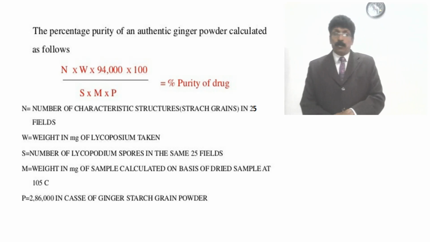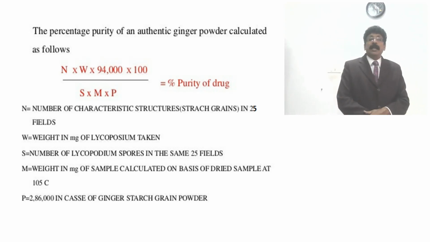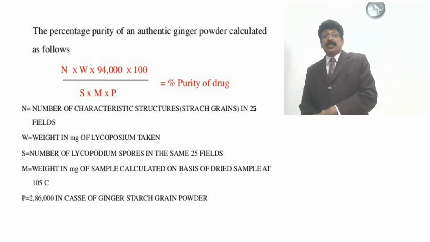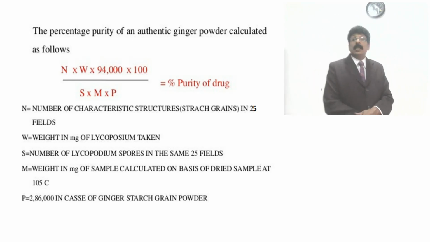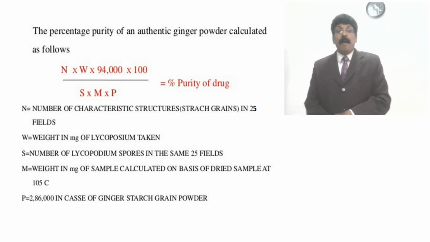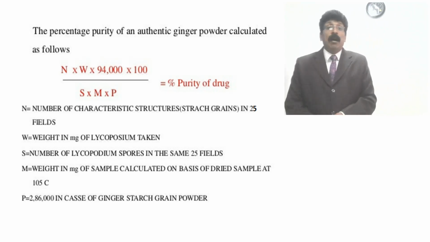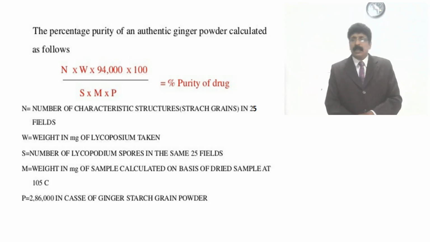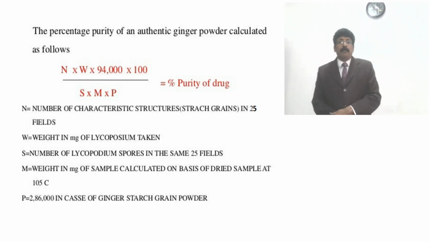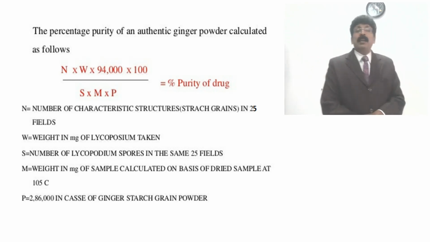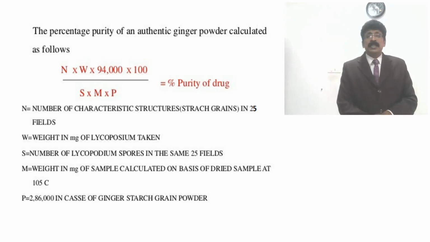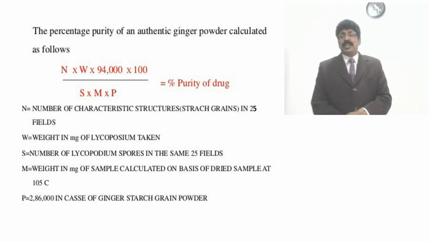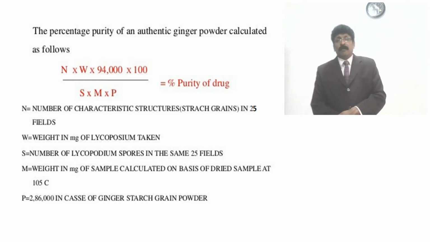And M is the weight in milligram of the sample calculated on the basis of dried ginger powder at 105 degrees centigrade, where the moisture content is removed. It may be 100 milligram, 110, 99, or 95 milligram; the exact weight should be written. Usually the P value for ginger starch grain powder is taken as 2,86,000. This is the P value given by the standard book, the Indian Pharmacopoeia, so this can be used for your calculation.